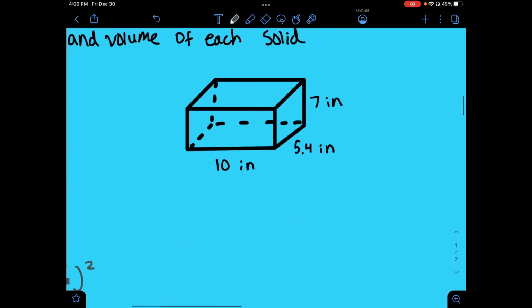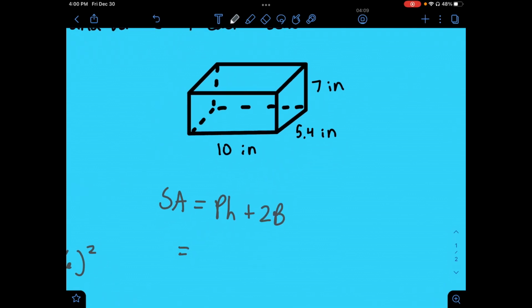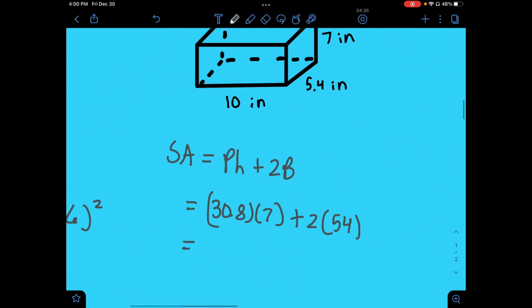So for our prism over here, the last one was a cylinder, this one's our prism. For the surface area, you do the perimeter of the base times the height, plus 2 times the area of the base. So the perimeter of our base would be 10 plus 5.4 plus 10 plus 5.4, which is 30.8, and our height is 7, so times 7, plus 2 times the area of our base, which would be 10 times 5.4, which is 54. So you get 215.6 plus 108, which equals 323.6.